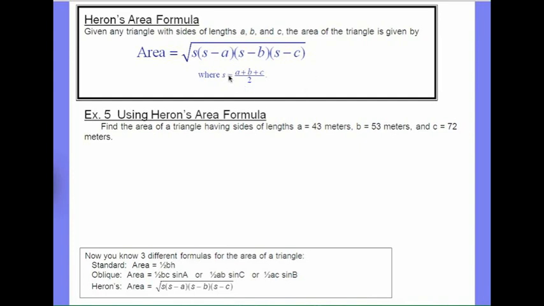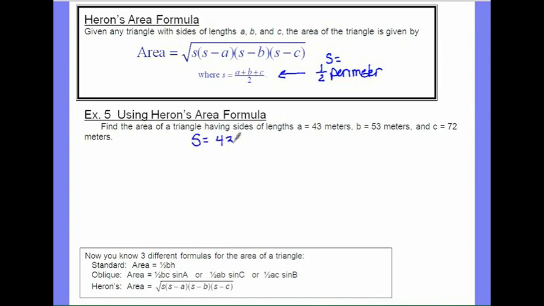But s is a plus b plus c divided by 2, which means s is half of the perimeter. That's what s is. So you need to find half the perimeter, and then you can plug it in the formula. So down here, we got one last example, and then we are done. Find the area of the triangle having side lengths of 43, 53, and 72. So the first thing we need to do is find our s, and that's half the perimeter.